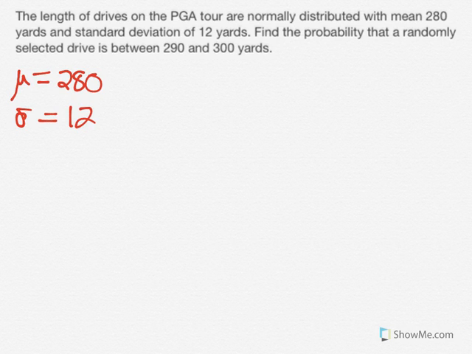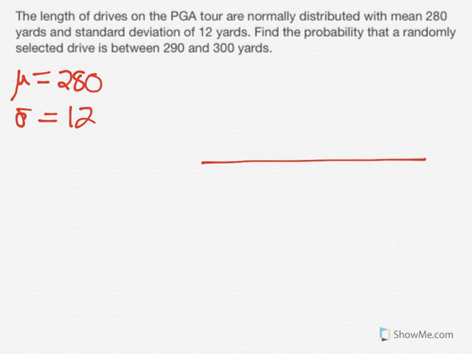Whenever we have a normal distribution question, we want to standardize the results. What that means is we can take a bunch of different sets of data, whether it be drives on the PGA Tour, weights of people in a certain class, average GPAs, anything like that, and bring them all to compare apples to apples by bringing them to the standard normal distribution. The way we do that is we calculate our z-scores.